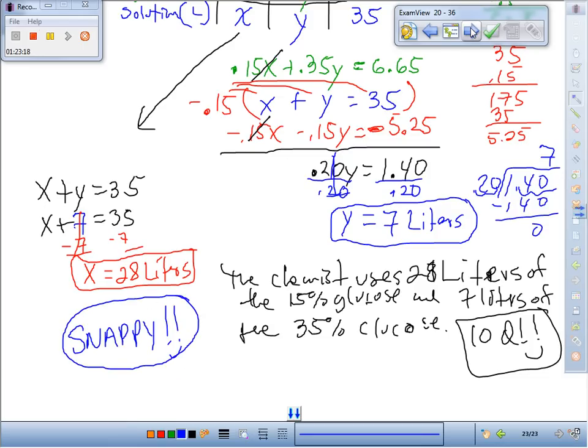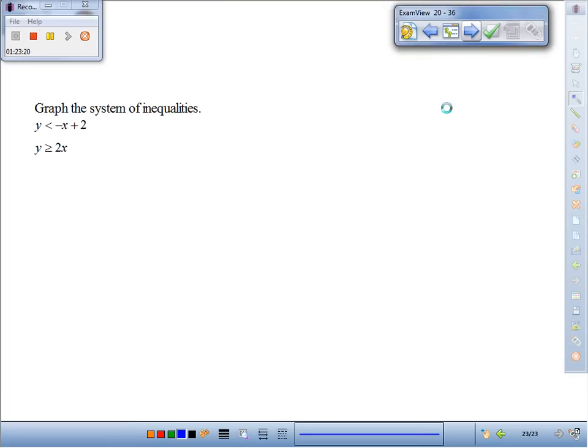All right, number 21. For this one, you need your colored pencils, please. If you have your colored pen, you may use it. So, let's get a coordinate plane going.